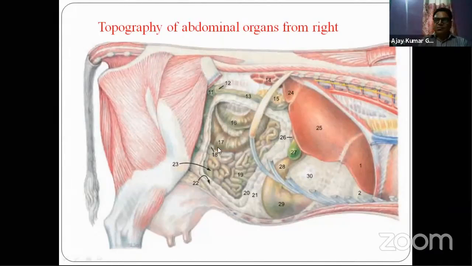The cecum occupies the middle portion of the abdomen or just below the end of the lumbar fossa. Above or dorsal to the cecum lies the proximal loop of the colon, and dorsal to the proximal loop of colon lies the descending duodenum. The remaining abdomen is occupied by the loops of jejunum and ileum. So these are the structures which can be scanned from the right side of the abdomen.